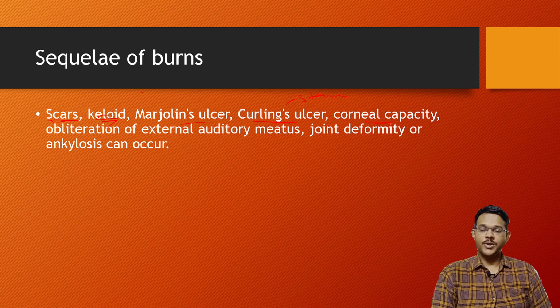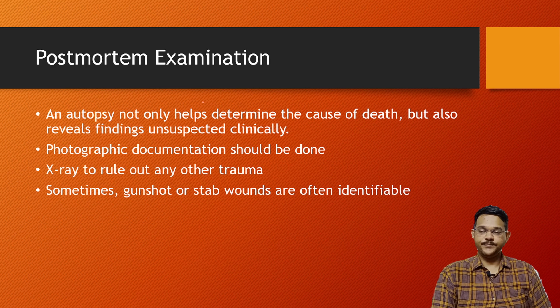There may be corneal opacity, which may be because of hot air entering the eye. There may be external stenosis of the external auditory meatus. There may be joint deformity because of scar formation near the joint. The person may not be able to flex or extend properly, or ankylosis can also occur in case of burns.